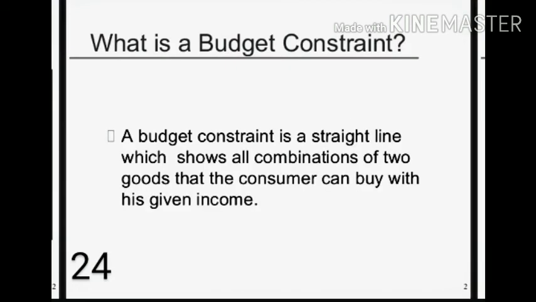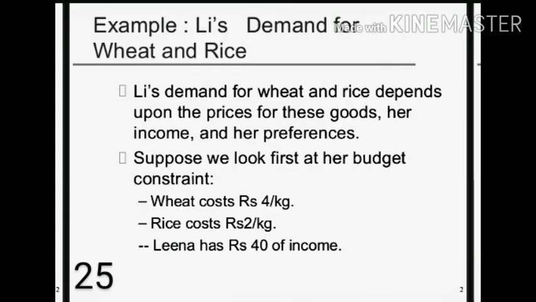What is a budget constraint? A budget constraint is a straight line which shows all combinations of two goods that the consumer can buy with his given income. Example: demand for wheat and rice. Demand for wheat and rice depends upon the prices of these goods, her income, and her preferences.